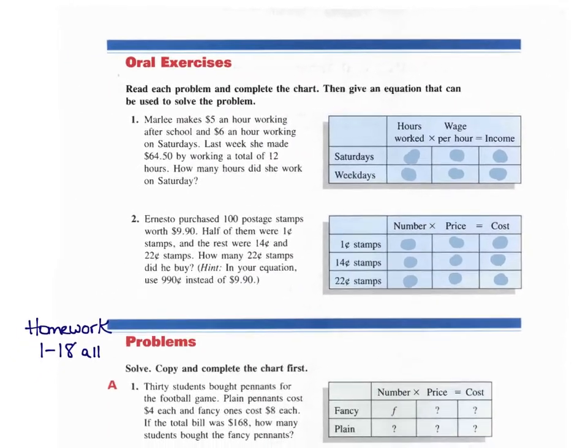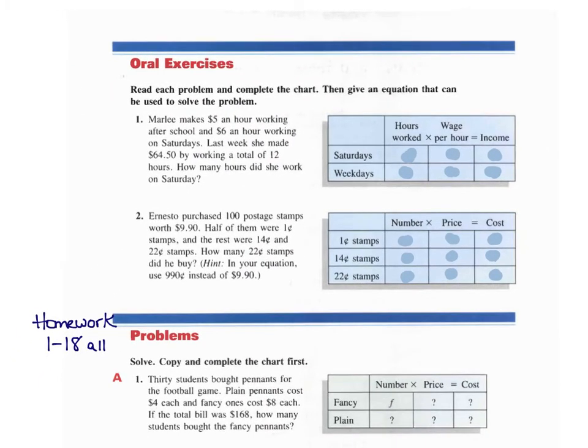So here we have the first oral exercise. It says, Marley makes $5 an hour working after school and $6 an hour working on Saturdays. Last week, she made $64.50 by working a total of 12 hours. How many hours did she work on Saturday? So I'm going to go in and fill in my chart.